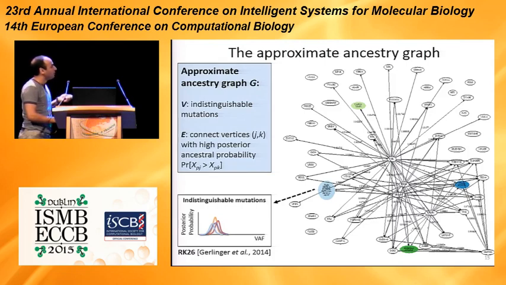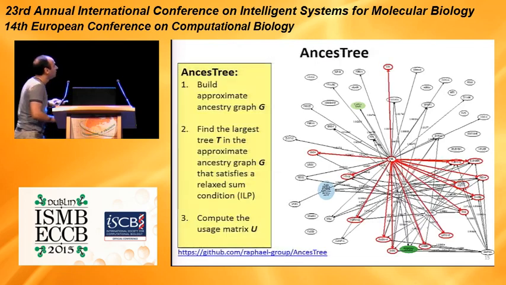So we use this graph to search for a solution. And in our case, a solution is the largest tree that satisfies a relaxed sum condition. So the steps that we take in Ancestry, our algorithm, are: we build this approximate ancestry graph, and then we find the largest tree that satisfies a relaxed sum condition. We do this using an ILP. And once we have this tree, we also compute a usage matrix using the equation that I just described to you.